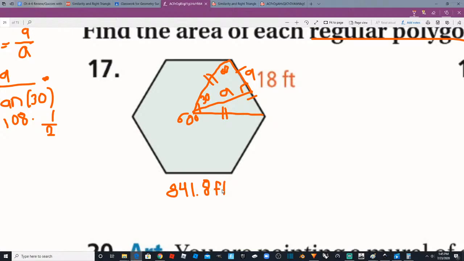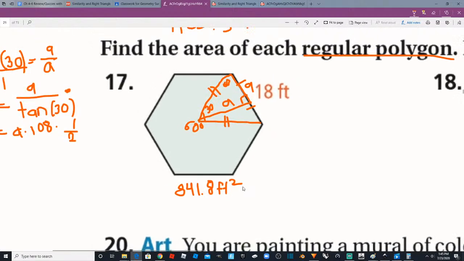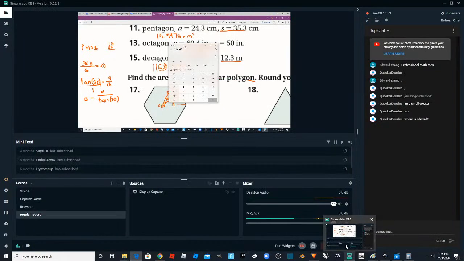Feet squared. I'm going to double check if there's anyone in the chat.